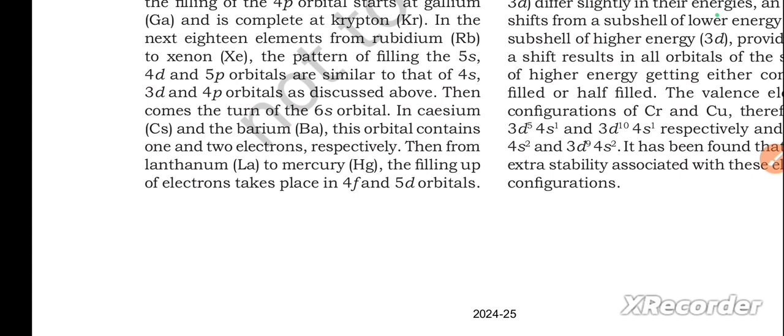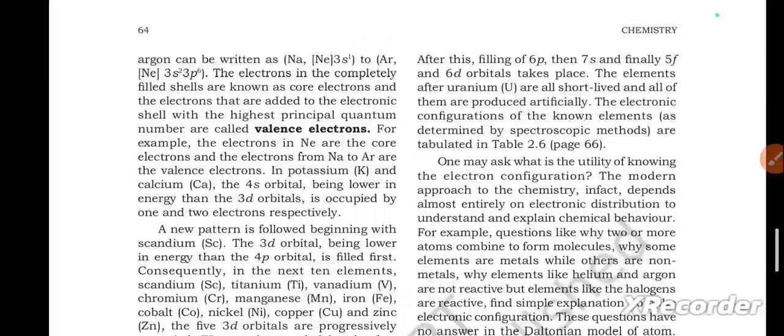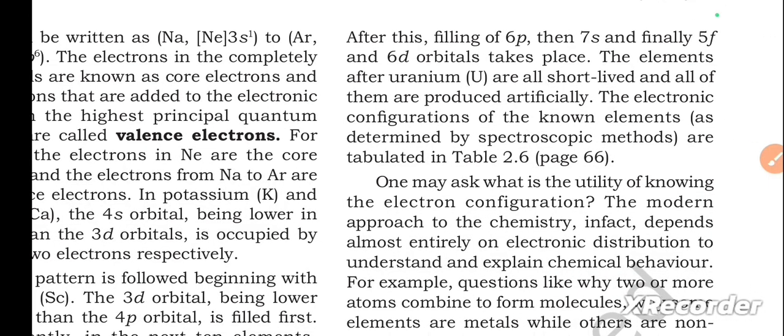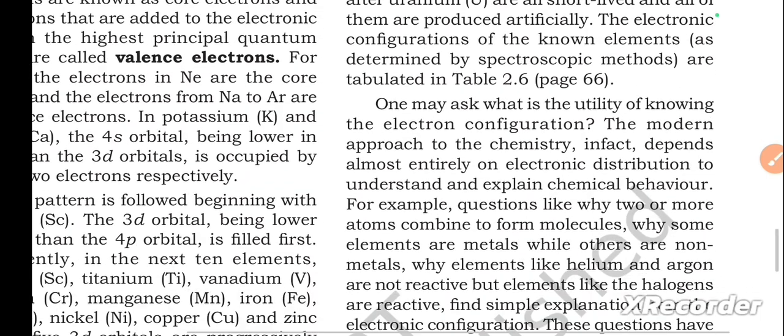Then comes the turn of the 6s orbital. In cesium and barium, this orbital contains 1 and 2 electrons respectively. Then from lanthanum to mercury, the filling up of electrons takes place in 4f and 5d orbitals. After this, filling of 6p, then 7s and finally 5f and 6d orbitals takes place. The elements after uranium are all short-lived and all of them are produced artificially. The electronic configurations of the known elements as determined by spectroscopic methods are tabulated in Table 2.6.